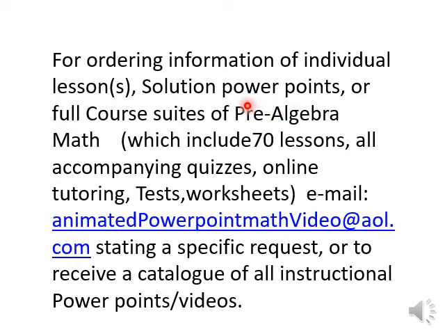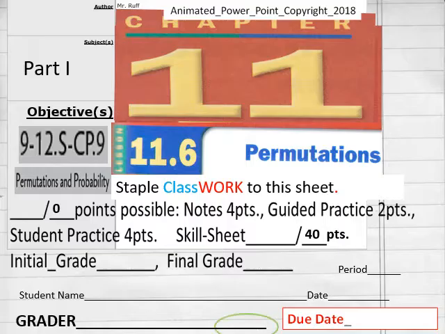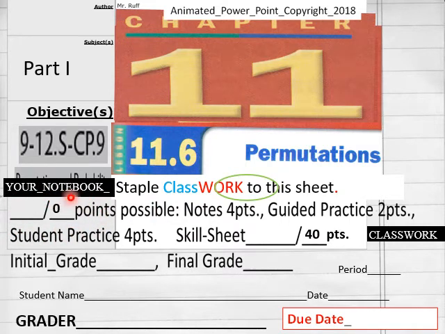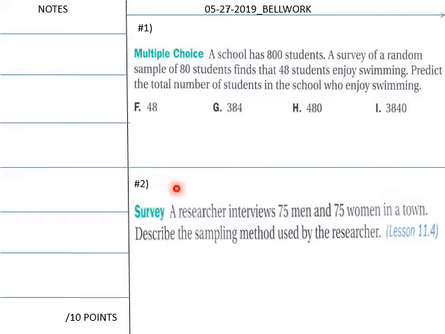Hey everybody, hello. We're going to do 11.6 Pre-Algebra Math today, Part 1. Our lesson today is about permutations. We've got a 40-point classwork sheet today, and we have a 0-point notebook taking. Today's spell work, teachers, is multiple choice and then a survey question.